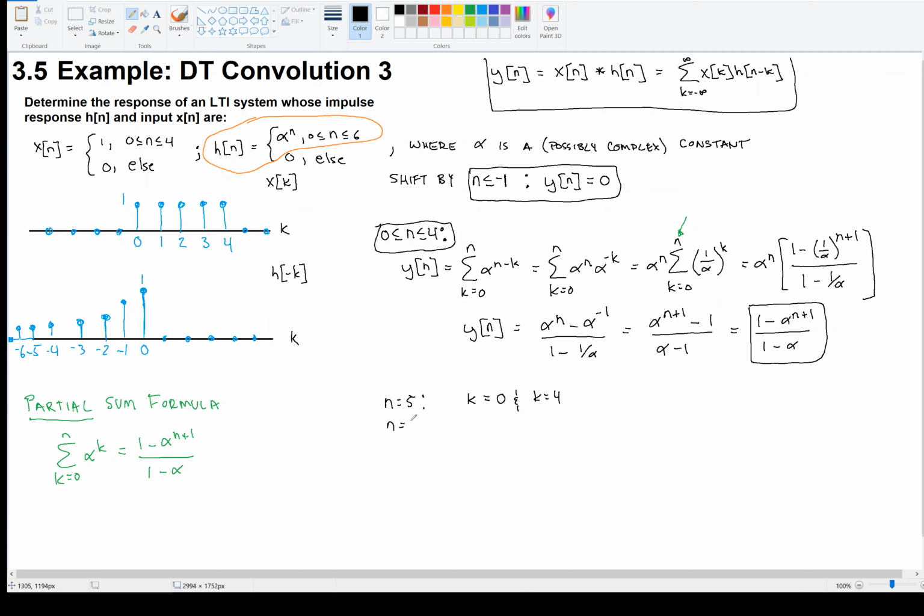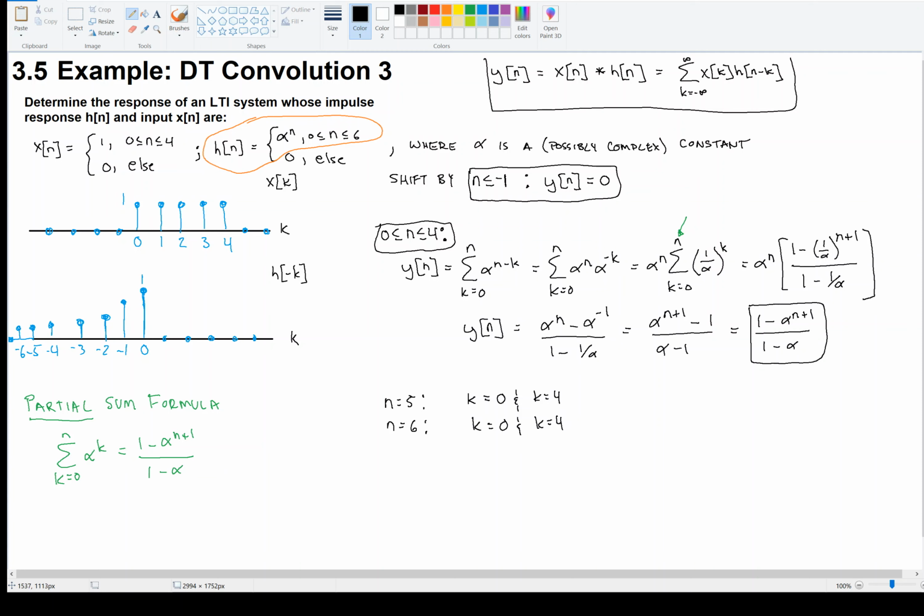Now let's shift by 6. So if we shift by 6, that brings the minus 6 edge all the way up to 0. Okay, that aligns with this non-zero. And then that brings the 0 to 6. This leading edge is now at 6. So we're still going from 0 to 4 because the 6 falls outside of this window. So the non-zero overlap is between k equals 0 and k equals 4.